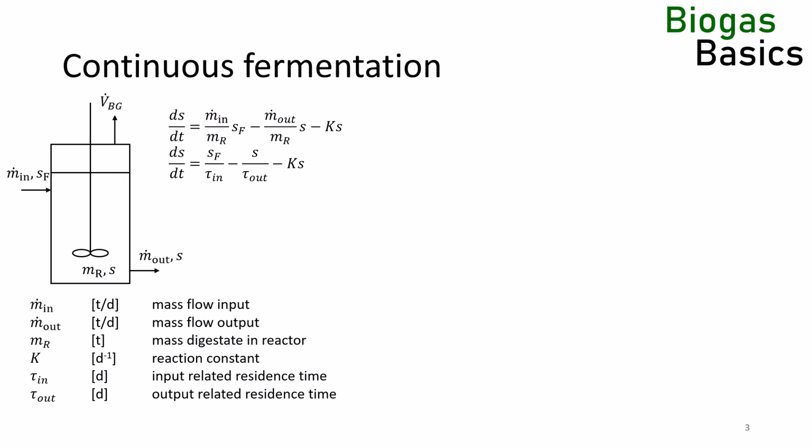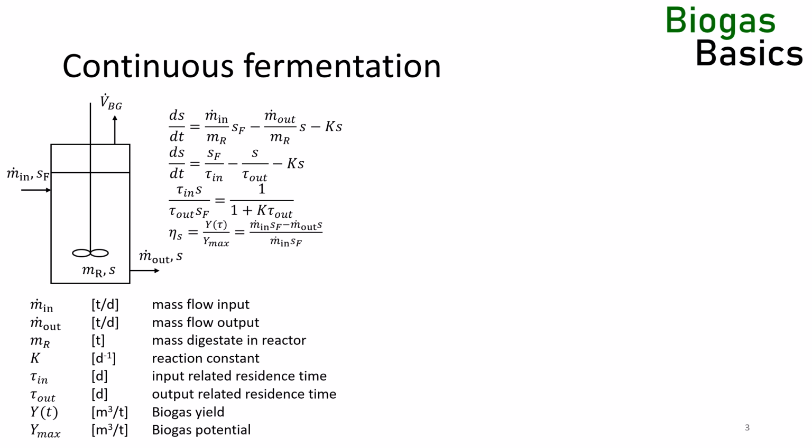We can rewrite the mass balance using the time constants and also set the differential to 0 as we are currently only interested in the steady state. We can rearrange the formula until we get the following term. We park that for a minute and look at the definition of the conversion factor. The conversion factor is the ratio of biogas yield to biogas potential. For a continuous non-diluted system, where inlet and outlet mass flows are not the same, it is mass flow inlet times substrate concentration inlet minus mass flow outlet times substrate concentration outflow divided by mass flow inlet times substrate concentration inlet.